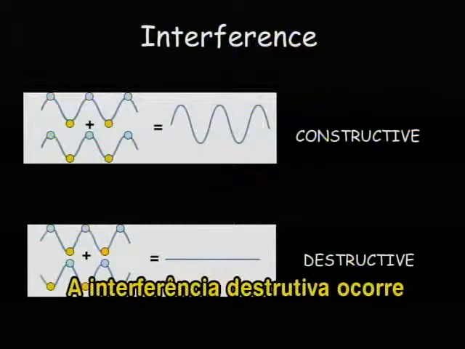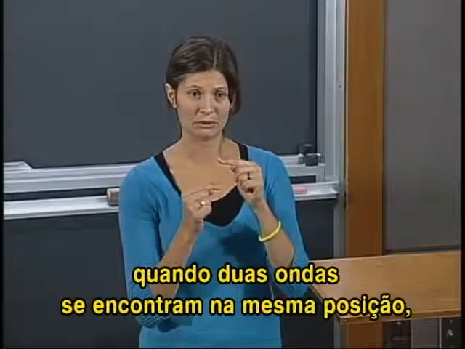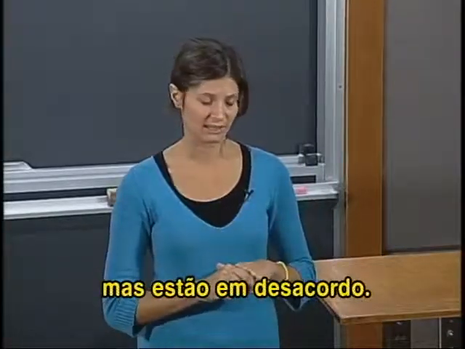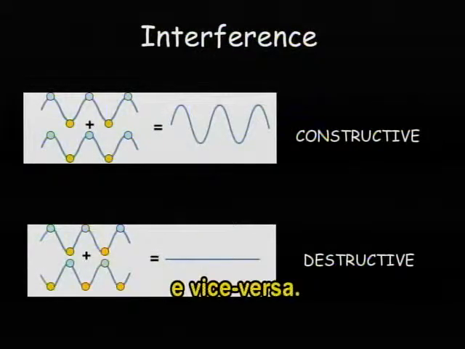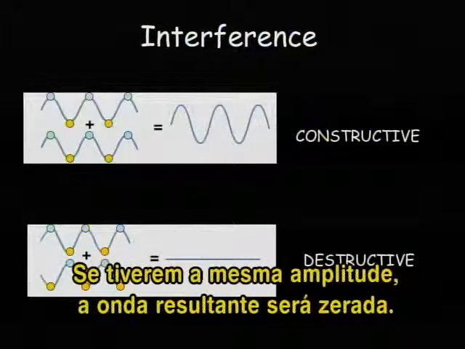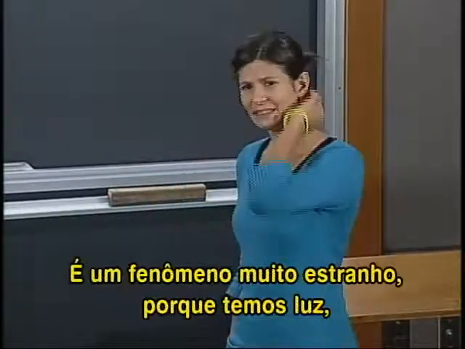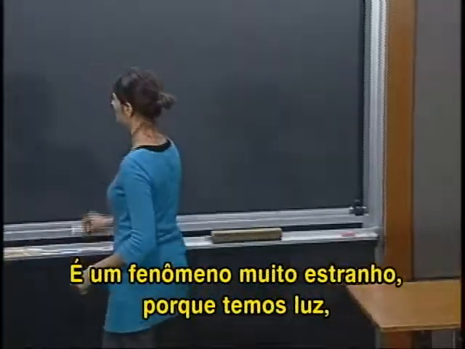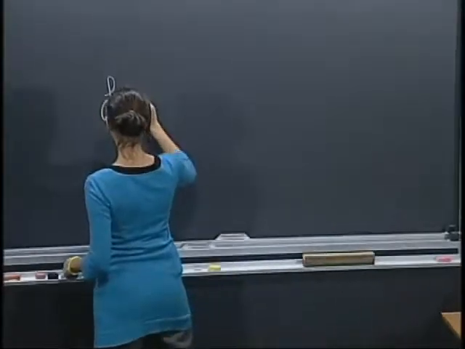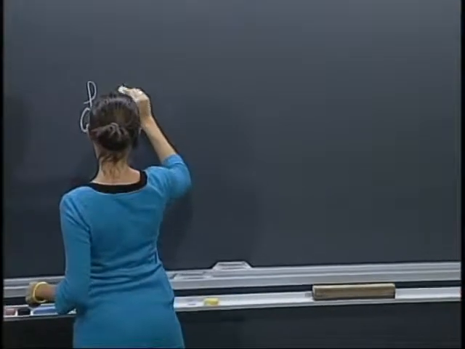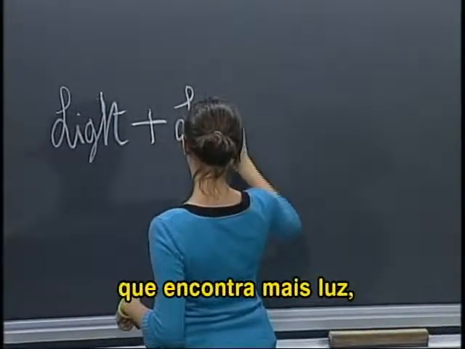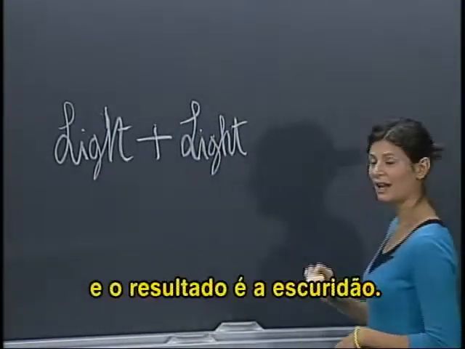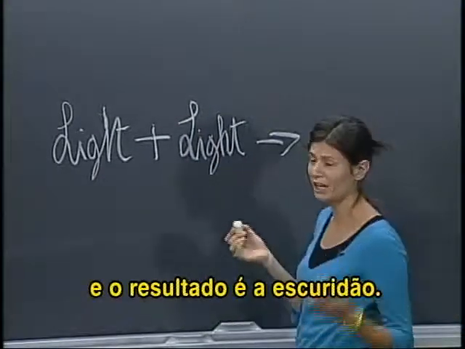Destructive interference occurs when two waves meet at the same position, but they are out of phase. So we have that the maxima meet with the minima, and vice versa. And if they have the same amplitude, well, the resulting wave will be nothing. They cancel out. And this is a very weird phenomenon, because we have light that meets other light, and the result is something dark.